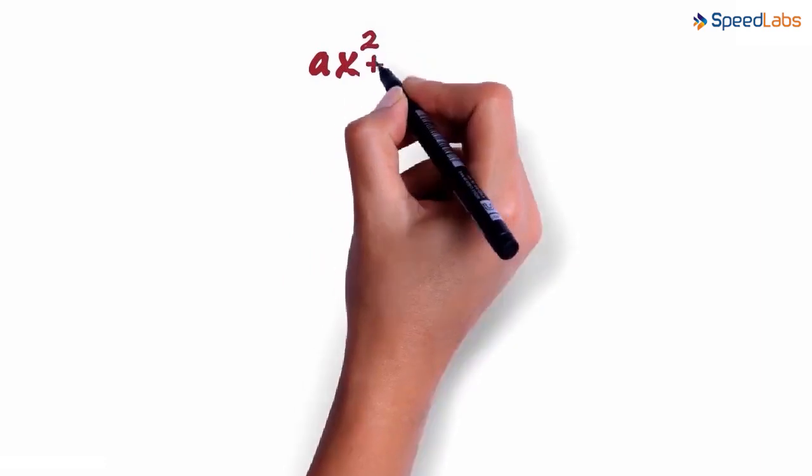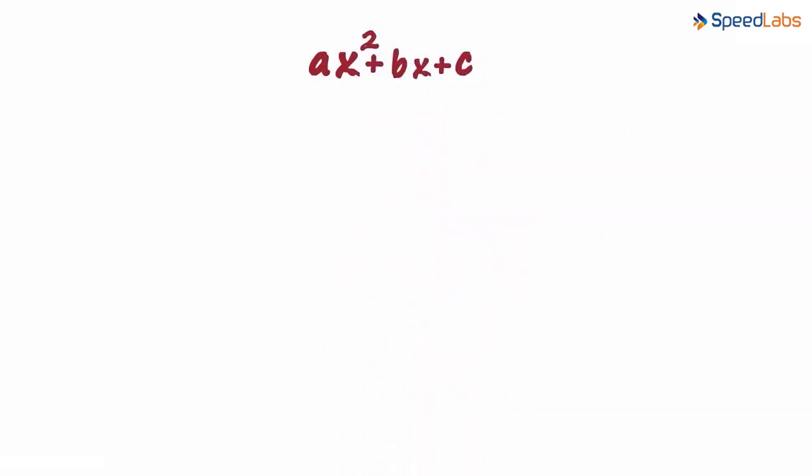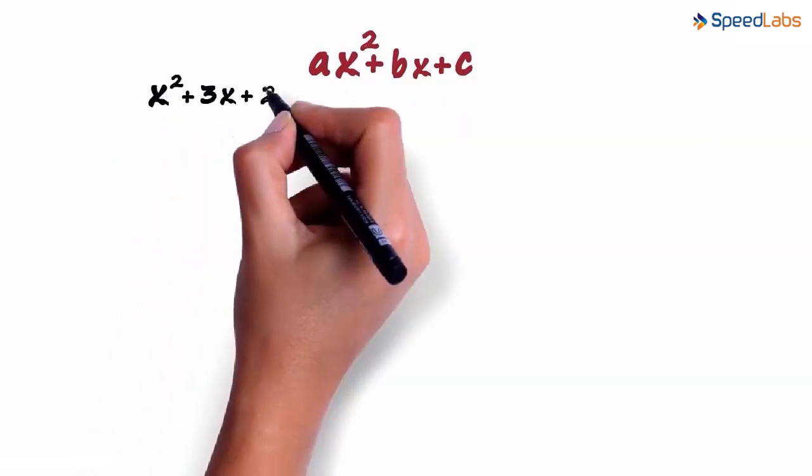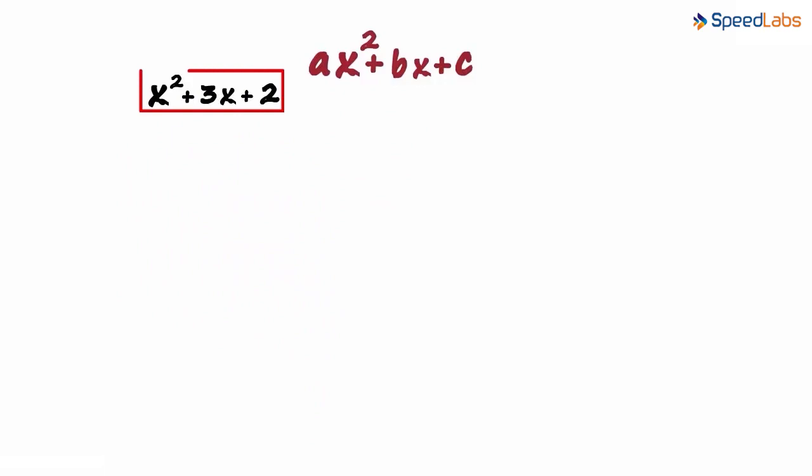Let's write the general form of a quadratic polynomial. It's ax squared plus bx plus c. And we have to factorize the polynomial x squared plus 3x plus 2. Since this polynomial cannot be factorized using any of the identities, we use a different technique in which we split the middle term. Let's see how.